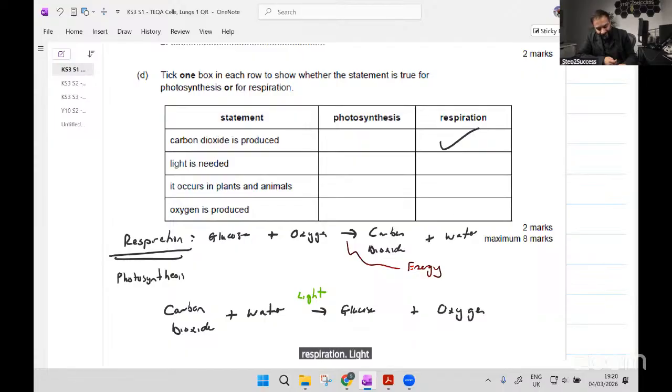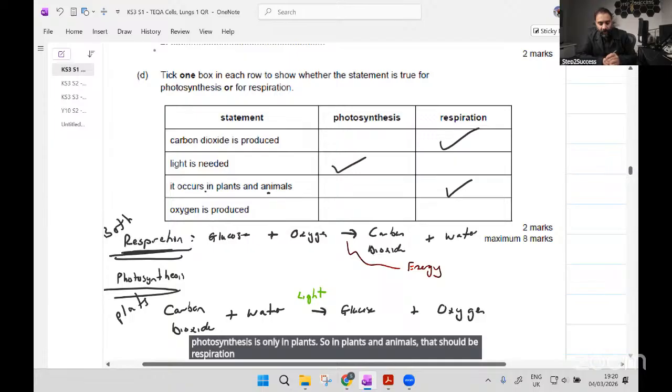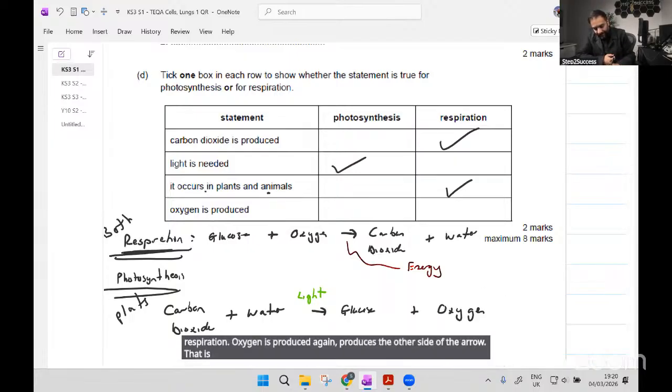Light is needed, that's only photosynthesis. It occurs in plants and animals, so respiration occurs in both. Photosynthesis is only in plants. So in plants and animals, that should be respiration. Oxygen is produced, again, produced is the other side of the arrow. That is photosynthesis. So if you know the equations, that becomes an easy question.